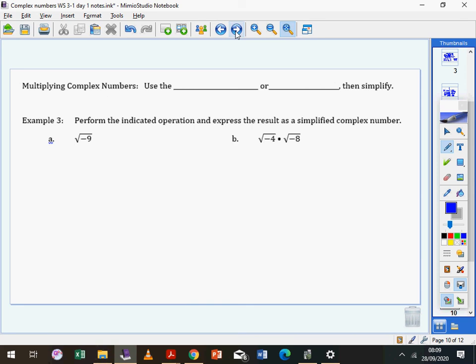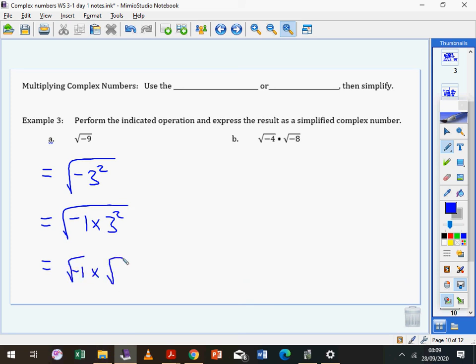Find the indicated operation and express the result as a simplified complex number. The square root of negative 9, I know negative 9 is the same as negative 1 times 3 squared. If I use the rules of the radical, I can split this into the square root of negative 1 times the square root of 3 squared. I hope you can see that the square root of negative 1 is i, and the square root of 3 squared is 3. So my final answer is simply 3i.